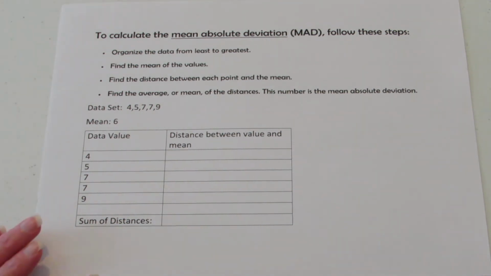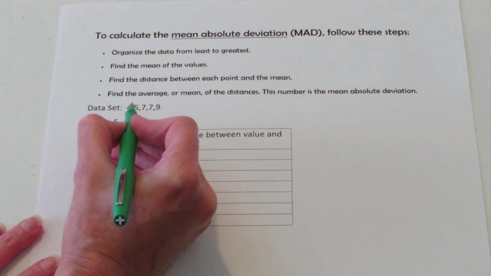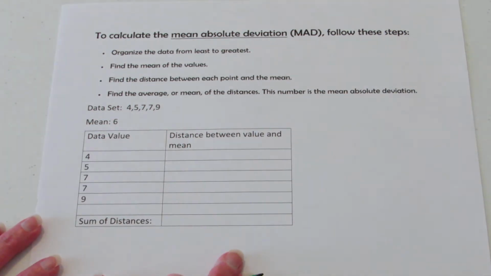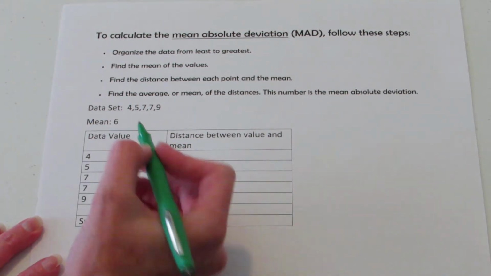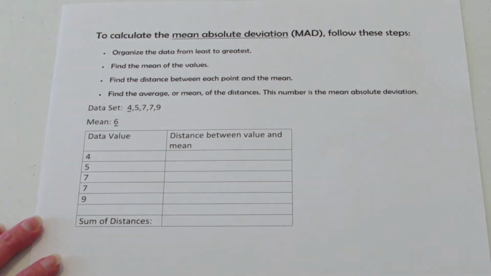So we have a table here. We've been given these numbers. This is our data set. This is the mean or the average of these numbers, so that's already been found. So what we're going to think about is this number and its distance from the mean.